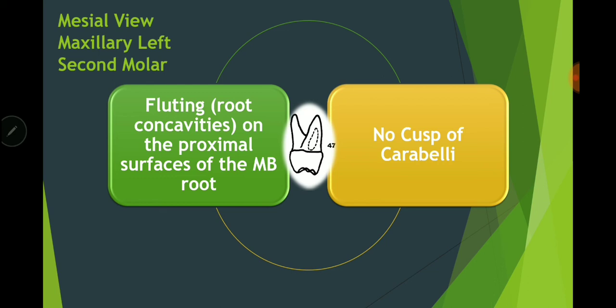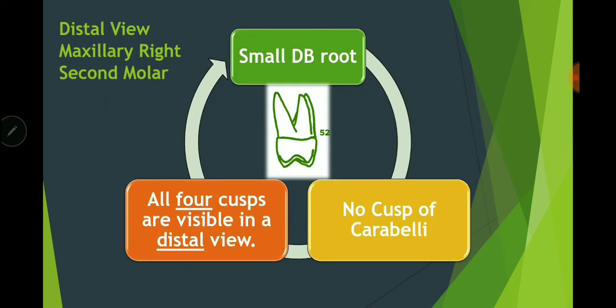When you compare to the first maxillary molar, the second maxillary molar does not have a cusp of Carabelli. The distal view, maxillary right second molar. So you have a small distal buccal root. There's no cusp of Carabelli, and another one, and all four cusps are visible in the distal view.